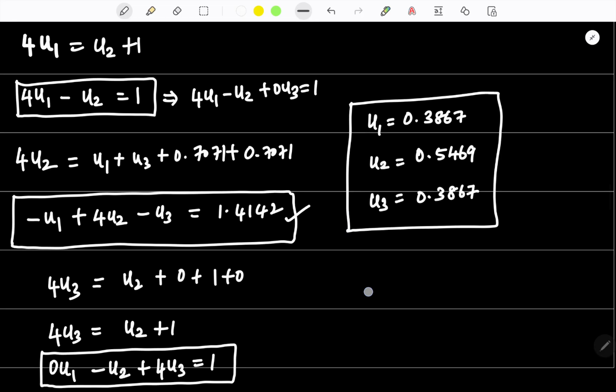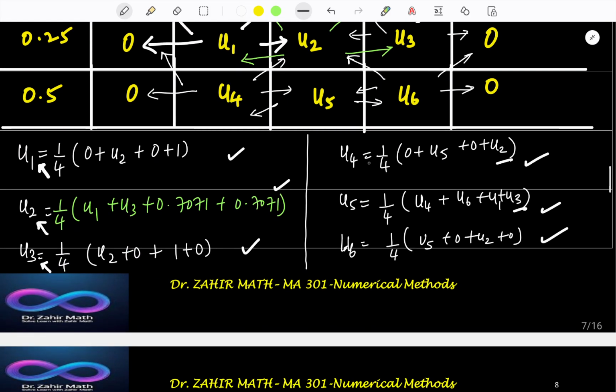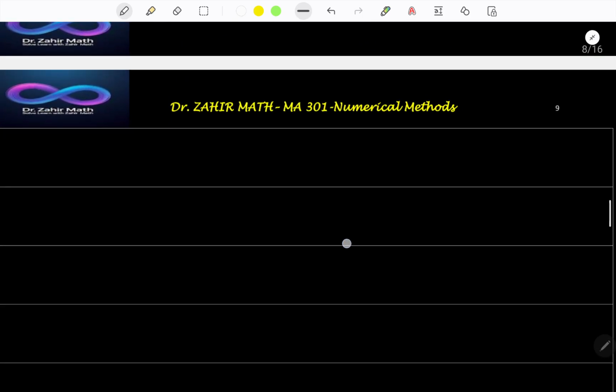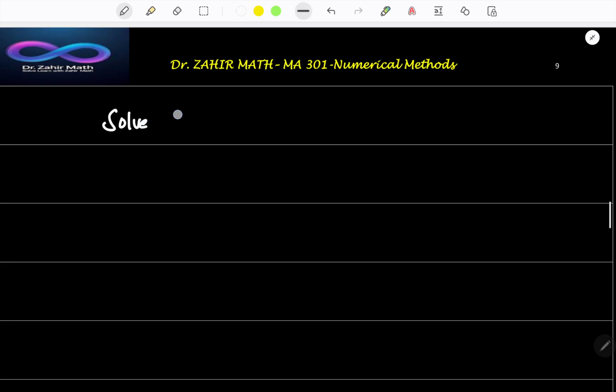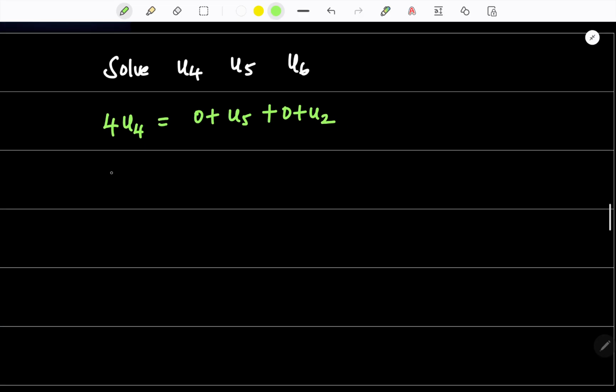Now I'm going to find u4, u5, u6. These three equations I cross multiply. So now we are going to solve u4, u5 and u6. When I cross multiply, I'll get 4u4 is equal to 0 plus u5 plus 0 plus u2. I stopped the video and wrote it. If you simplify this one, it is 4u4 minus u5 plus 0 u6 is equal to u2, right?